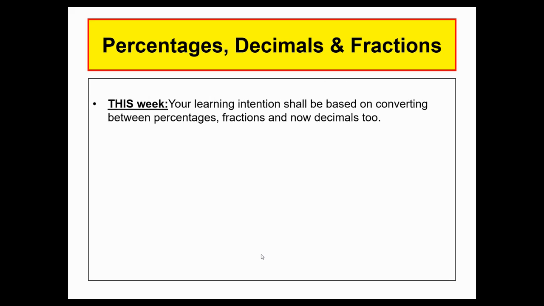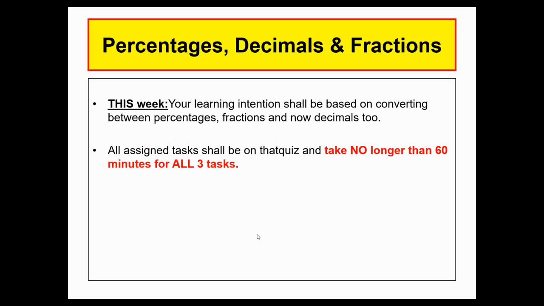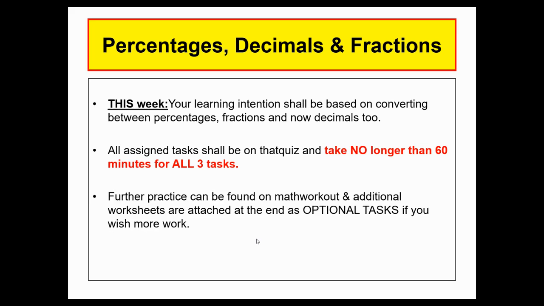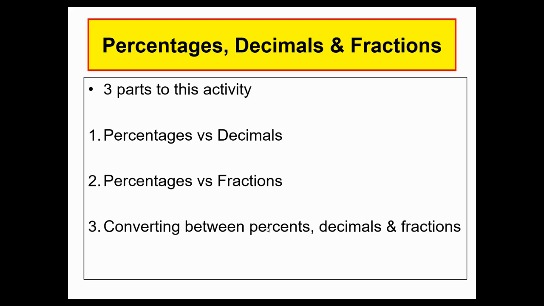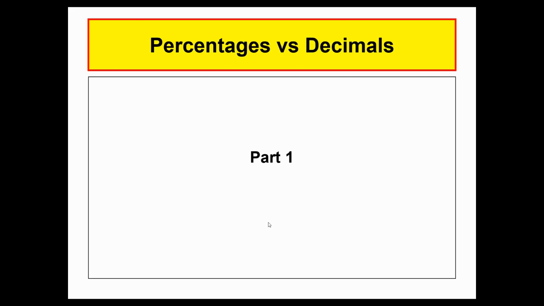This week, your learning intention shall be to be able to convert between percentages, fractions, and now decimals too. So we just dealt with fractions and percents last week. All your assigned tasks shall be on that quiz and take no longer than 60 minutes for all 3 tasks. And further practice can be found in Math Workout, and additional worksheets are attached at the end as optional tasks if you wish more. There are 3 parts to this activity: percents versus decimals, percents versus fractions, and then converting between all 3. So here's part 1.